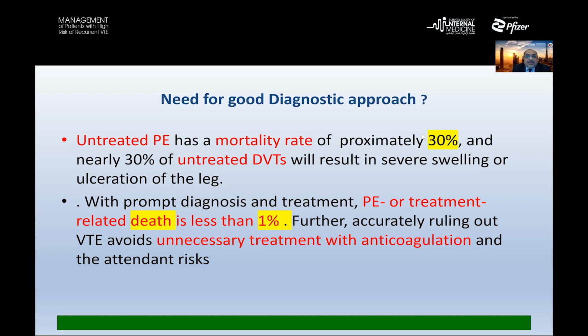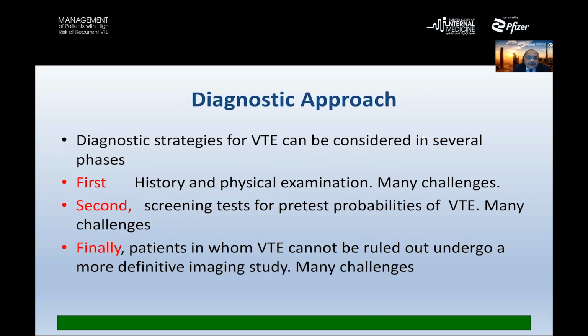So that's why we need a good diagnostic approach, and these are the challenges which we can face. You are all clinicians, and you know the diagnostic approach: first you take the history and physical examination, and for the diagnosis of DVT, PE, and VTE there are many challenges. Then you always think of the probabilities, the scoring, whether it's a DVT, PE, or no PE, and no DVT. And again, there are many challenges in it.